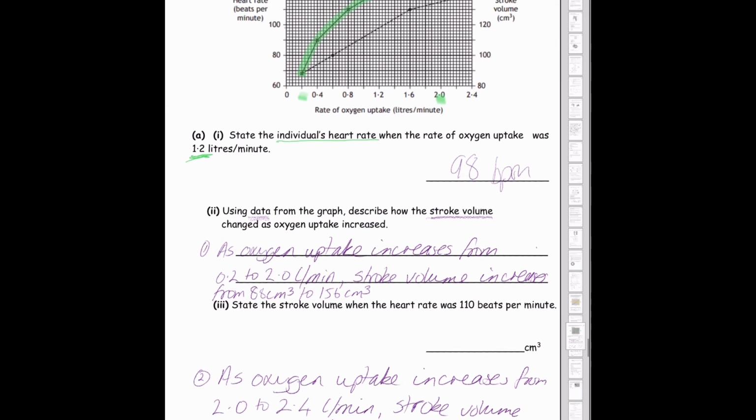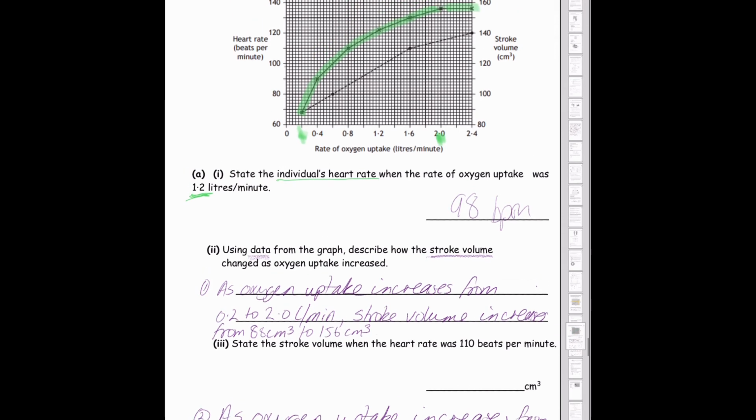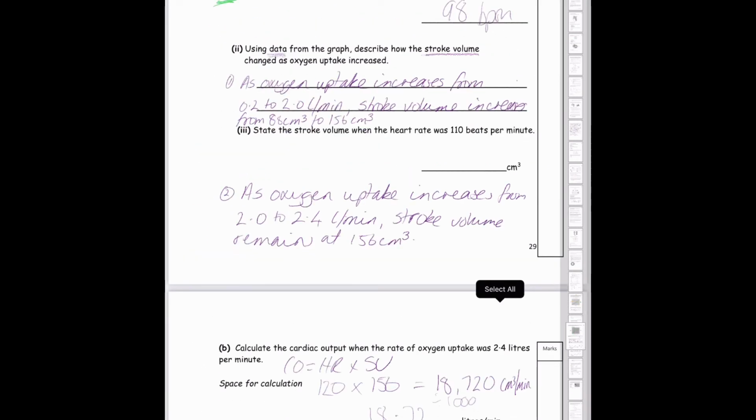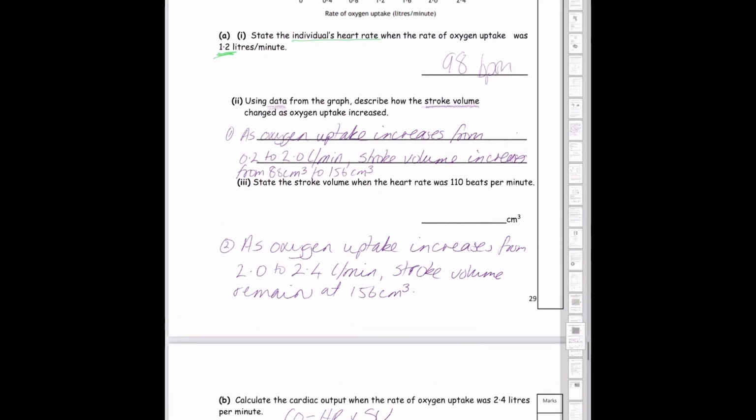So, we would say, as oxygen uptake increases from 0.2 to 2 litres per minute, stroke volume increases from 88 cubic centimetres, so we're reading off this side, to 156 cubic centimetres. So that's your first point. And then point 2, as oxygen uptake increases from 2 to 2.4 litres per minute, the stroke volume remains at 156 cubic centimetres.